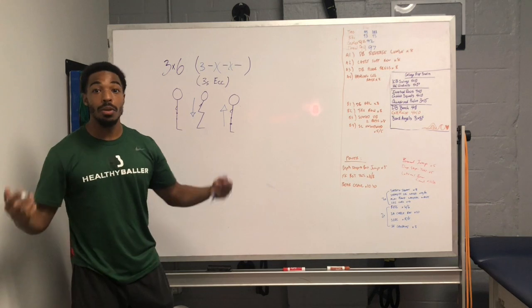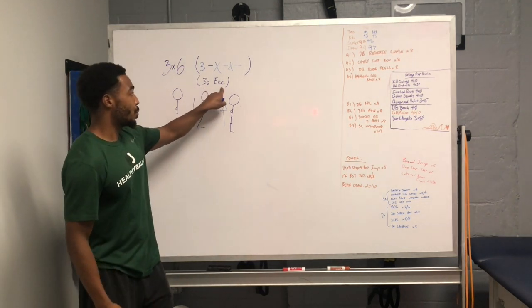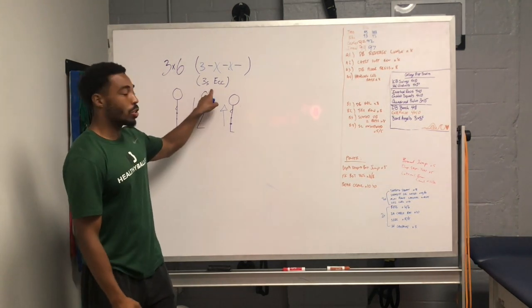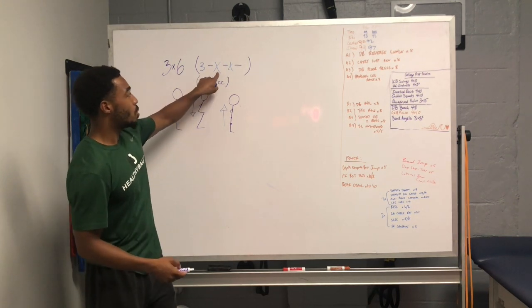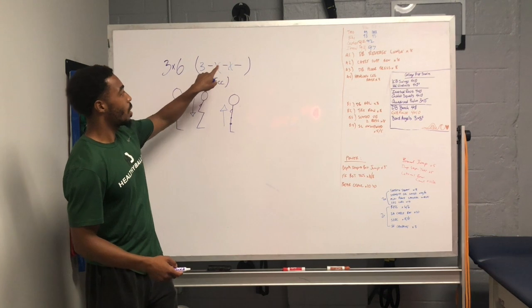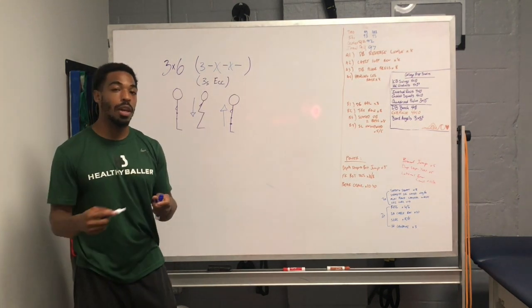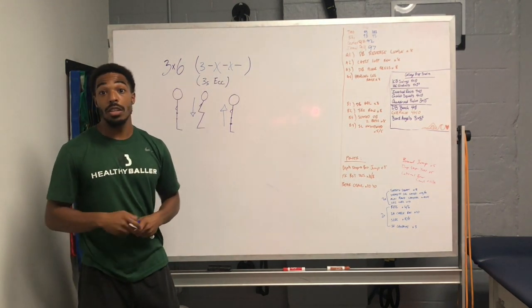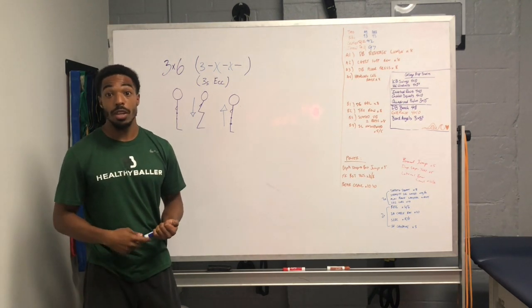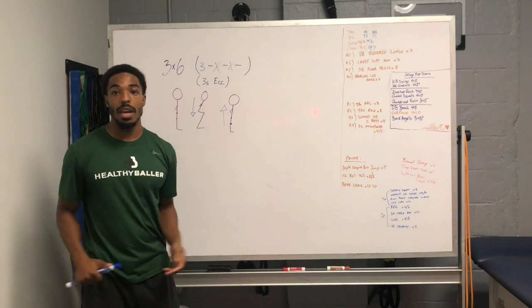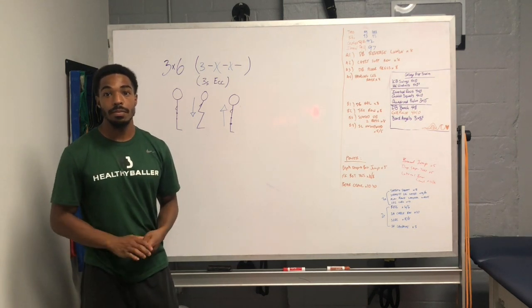What does that number 3 mean? You could denote, I want 3 seconds on the way down. Maybe I want a 2-second pause at the bottom. Maybe I want a tempo of 2 seconds on the way down, 2 seconds at the bottom, and 2 seconds on the way up. You can play with it however you like, depending on the needs of your athlete, where they are in regards to the recovery process, the rehab process, and whatever training adaptation you're looking to gain.